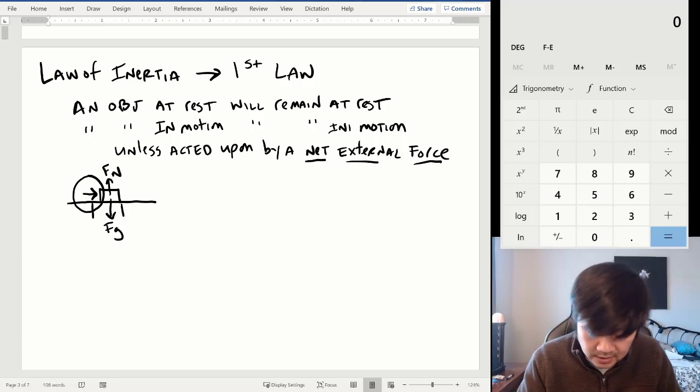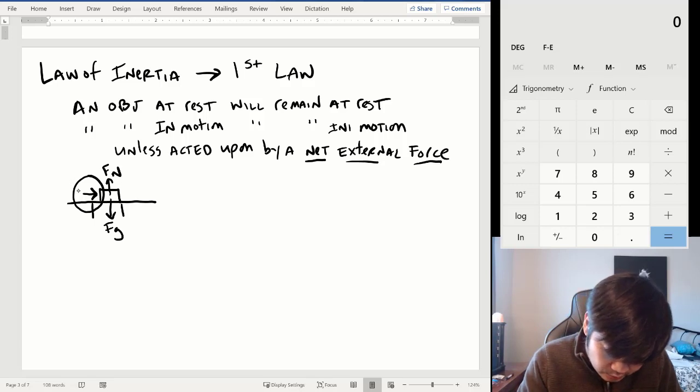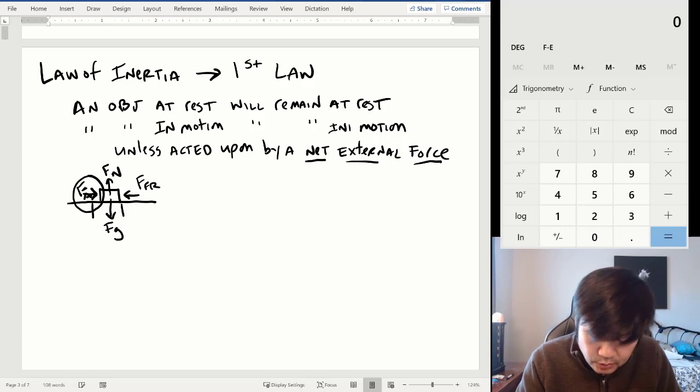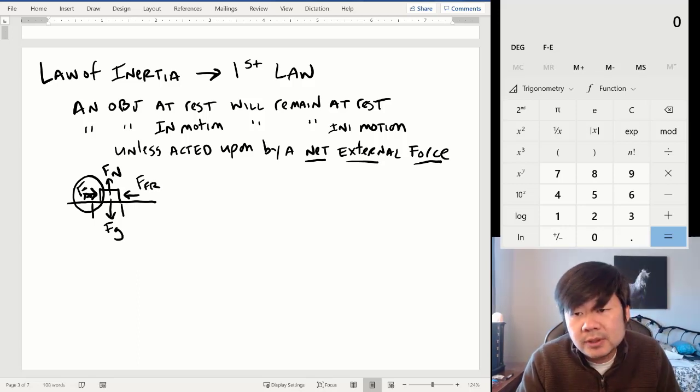All right. Now let's take a look at another example. Let me label this force. This is an applied force. And let's say that there's a force of friction here. If there's friction and both of those cancel each other out, then there is no net external force. Since those two cancel out, the net force in all directions is zero. So that means there would be no change in the state, and the state is at rest.